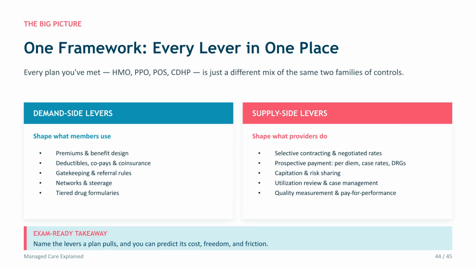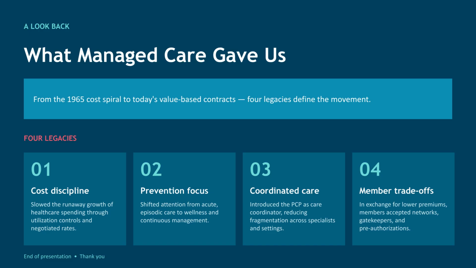Ultimately, all plans are just different combinations of demand-side levers, like cost-sharing and gatekeeping, and supply-side levers, like negotiated rates and utilization review. Understanding these allows you to predict a plan's behavior. Looking back, managed care's legacy is defined by four things: enforcing cost discipline, shifting to prevention, ensuring coordinated care, and establishing the trade-offs between premiums and access.